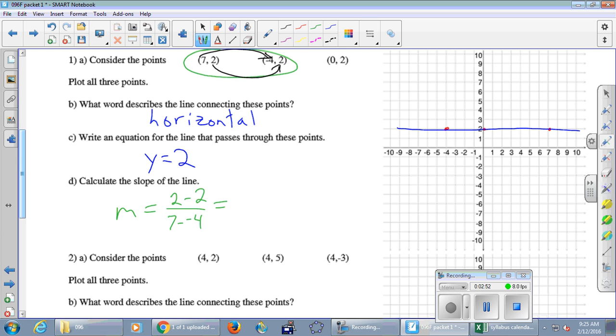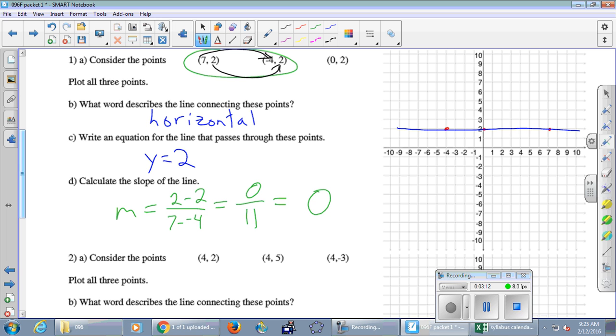Upstairs is how much? That's a 0. Downstairs, for me, it's positive 11. For you, it might have been negative 11. How much is 0 divided by 11? It is 0. It's a perfectly good number. That number is 0. So the slope of this line is 0.